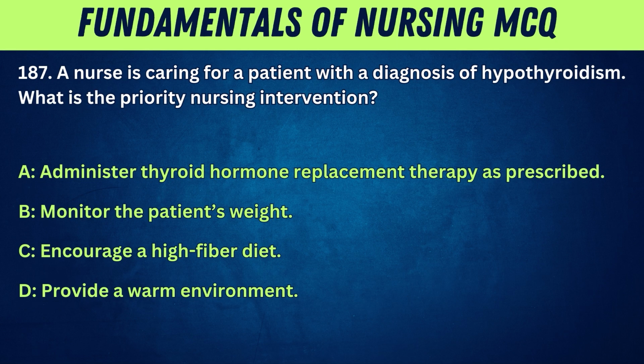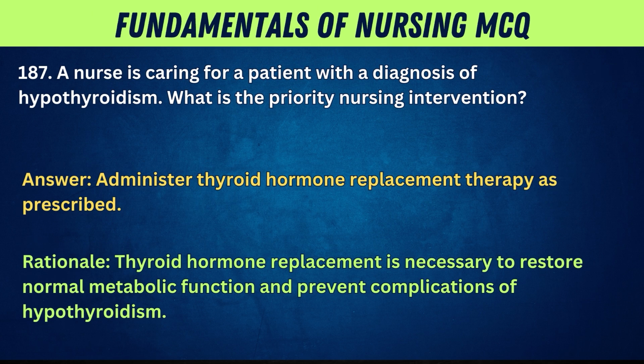187. A nurse is caring for a patient with a diagnosis of hypothyroidism. What is the priority nursing intervention? A. Administer thyroid hormone replacement therapy as prescribed. B. Monitor the patient's weight. C. Encourage a high-fiber diet. D. Provide a warm environment. Answer. Administer thyroid hormone replacement therapy as prescribed. Rationale. Thyroid hormone replacement is necessary to restore normal metabolic function and prevent complications of hypothyroidism.